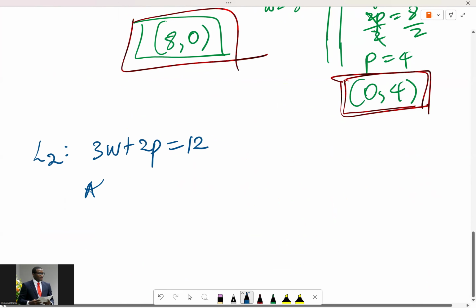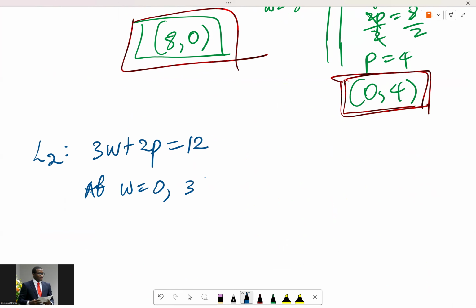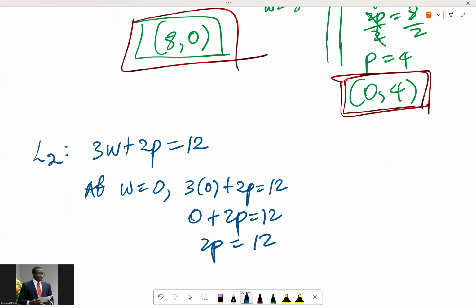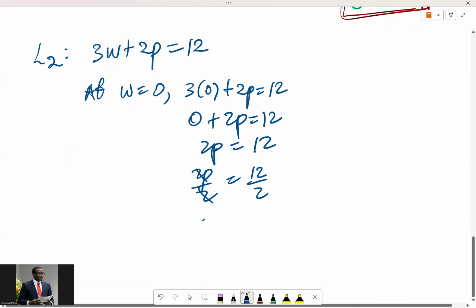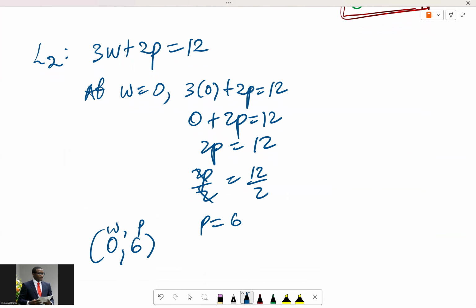So you can say that at W equals 0, okay? That means you have 3 times 0 plus 2P equals 12. That means 0 plus 2P equals 12, and then 2P equals 12. So you now have 2P divided by 2 equals 12 divided by 2. So 2 cancels 2, and then P is equal to 6. That means you have 0, comma 6. So that is W, comma P now. So that's 0, comma 6.